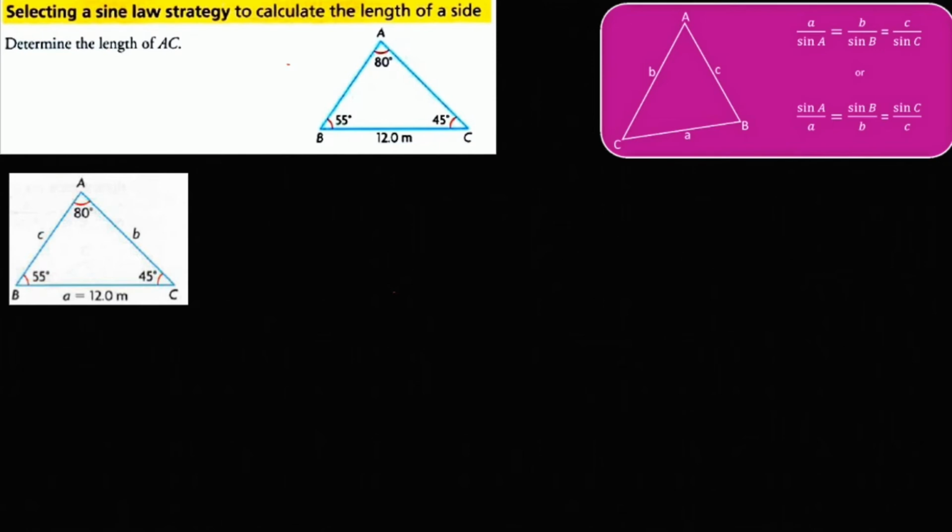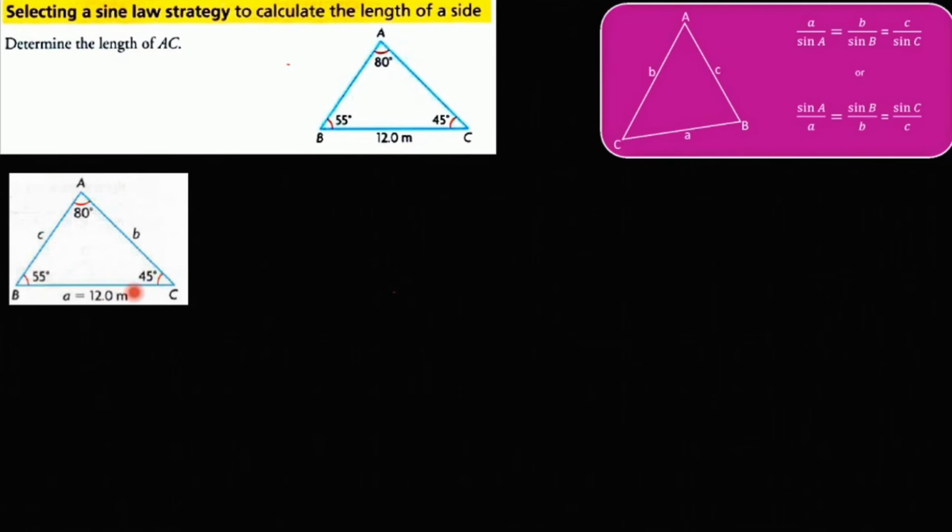Okay, let's look at the second question. Determine the length of AC. Look at the triangle ABC. The angles are given: 80 degrees, 55, 45. And the side opposite to angle A, BC, is 12 meters. So determine the length of AC.